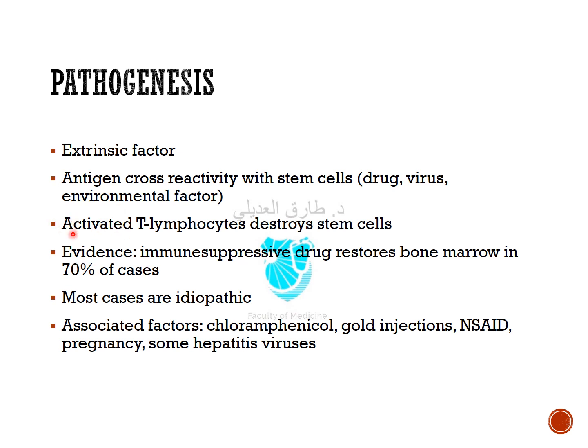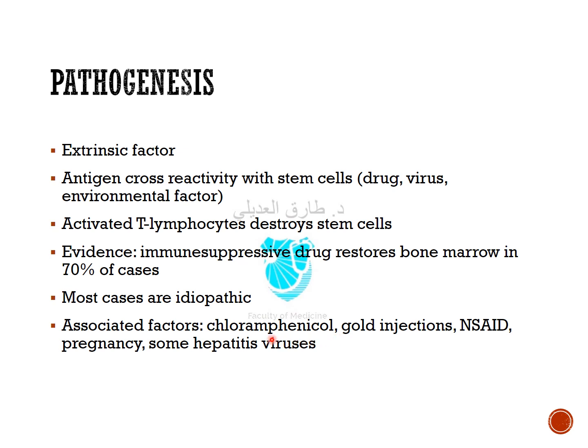What is the basis of this theory? That most of the patients, 70%, regain normal bone marrow after they are given immune suppression, which suppresses these T lymphocytes. Another thing, that 30% of cases of aplastic anemia, which is still a minority, the disease comes after an obvious incident.